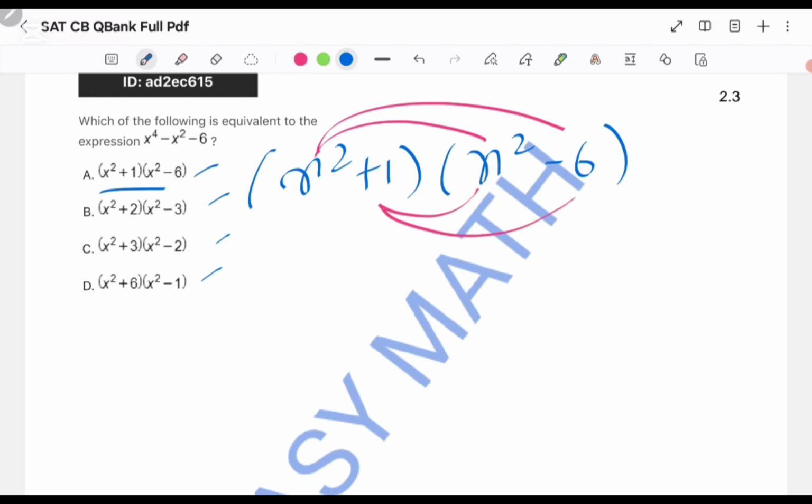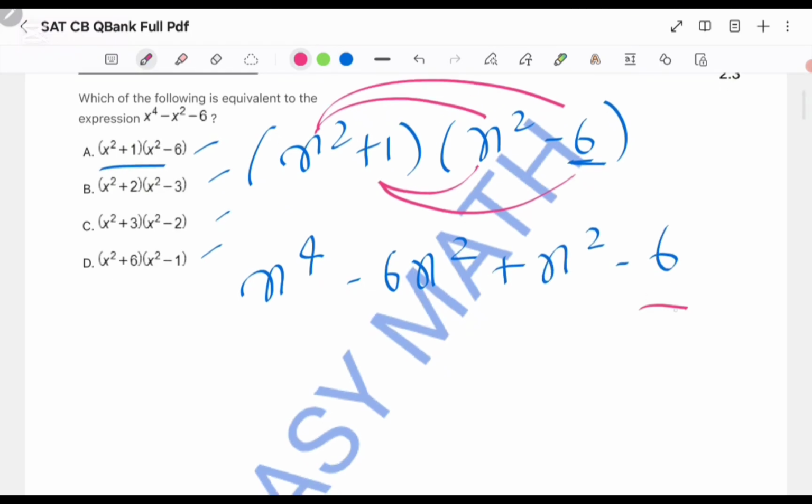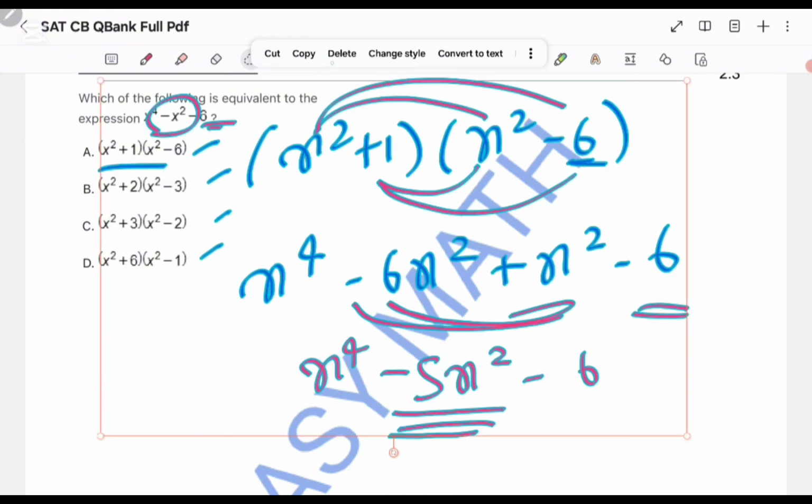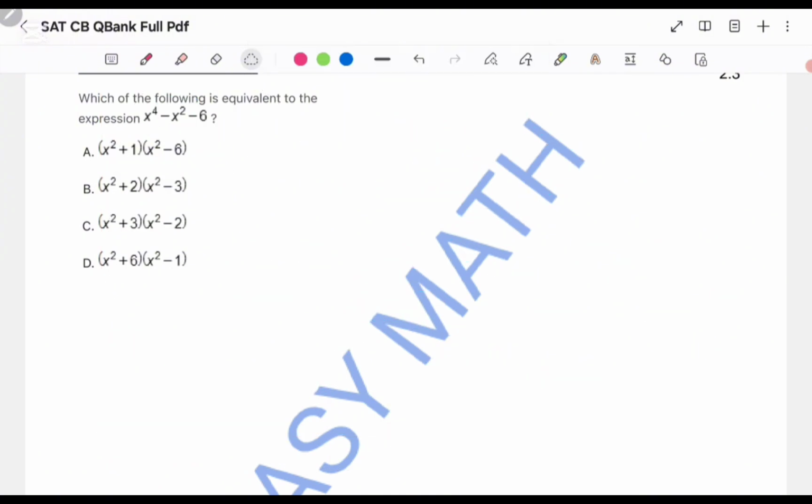So x squared times x squared, we're going to have x power 4, and then x squared times negative 6, we're going to have negative 6x squared, and then 1 and x squared, we have positive x squared, and then negative 6. So I can see my constant is matching in here, but what about these ones? If I join them together, I'm going to get a negative 5x squared, which does not match with the power 2 in here. Therefore, choice A is the wrong answer choice.